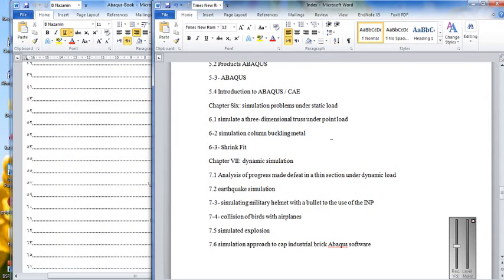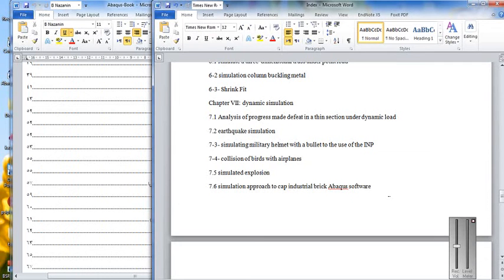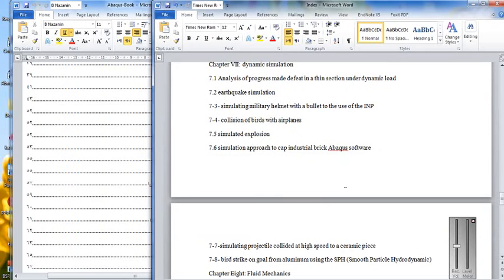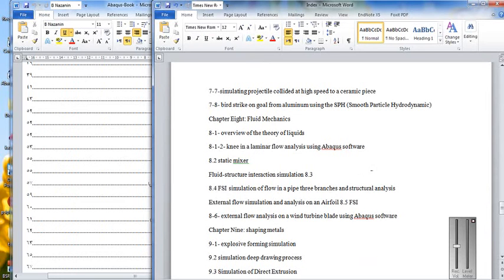And chapter 7, dynamic simulation, analyze of progressive failure, earthquake simulation, simulating the penetration of a bullet into the Kevlar helmet, collision of a bird with airplane or bird strike, simulation explosion, simulation of the impact break into the hard hat, simulation of collided rod steel into the ceramic piece, bird strike to the aluminium foam, smooth particle hydrodynamic, SPH.